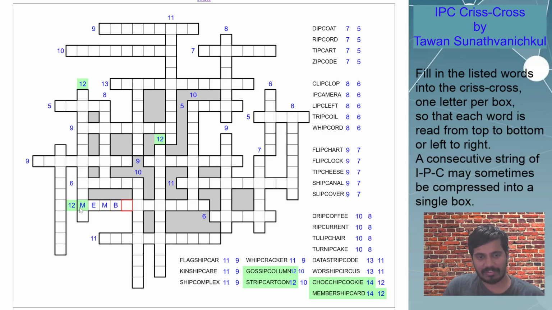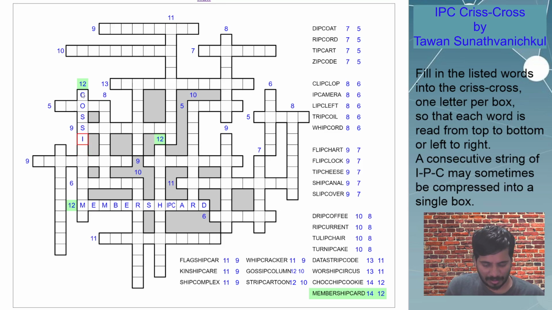And then we already know that IPC must be compressed because of size 12, and I can fill out the membership card. And I'll use this green notation to mark the words which are already done. So membership card is done, and there was only one word which was fitting vertically, which gives us M in the second last position. So I can go ahead and fill that as well.